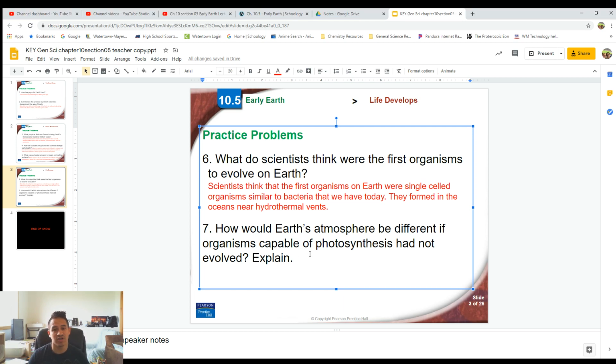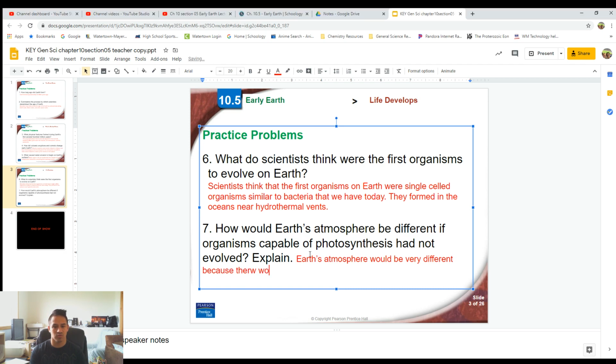If we didn't have ozone in our atmosphere, we could not live on land because the ultraviolet radiation from the sun would essentially bake you with radiation and you would die within a few years from radiation poisoning. Whereas if you live in the ocean, a lot of that ultraviolet radiation gets absorbed or blocked by water. Okay, so Earth's atmosphere would be different because there'd be a lot less oxygen in it and a lot less ozone.